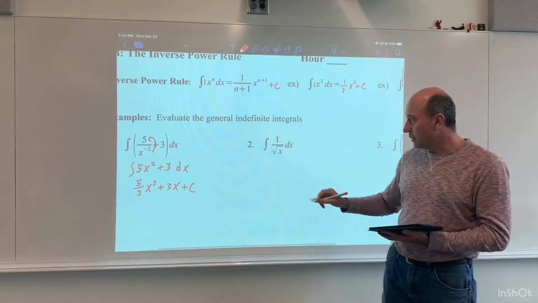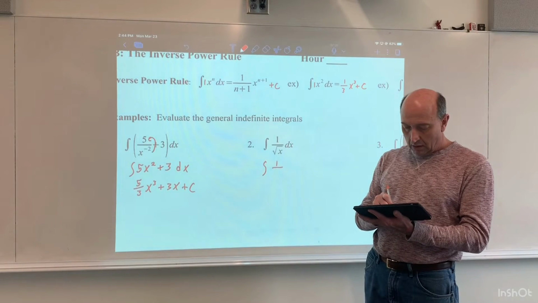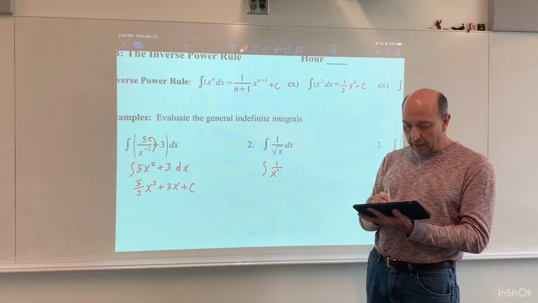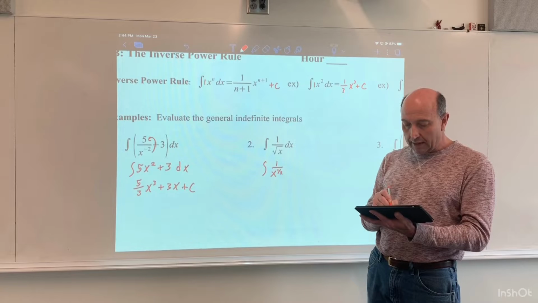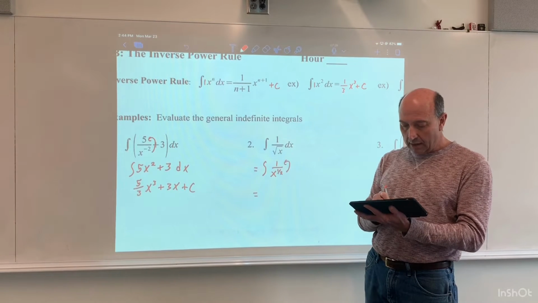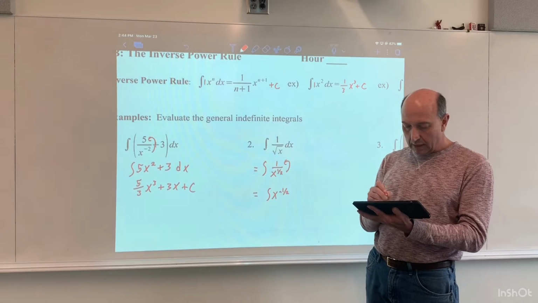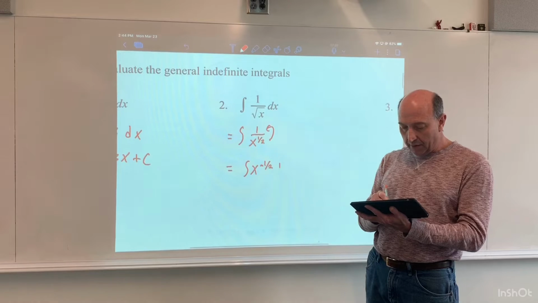All right, let's try this one. 1 over the square root of x. So the square root of x is the same as x to the 1/2. Now we don't like the division, so we flip it to the top, and it becomes x to the negative 1/2. Now we can take the antiderivative.